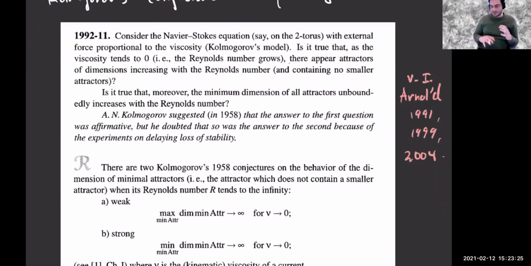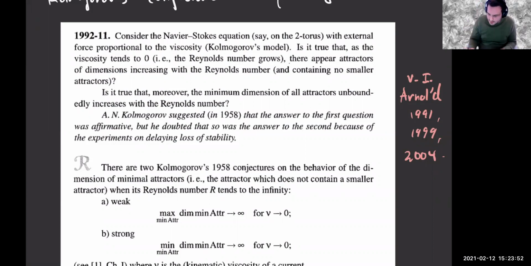So there are essentially two conjectures. There's a weak one and a strong one. The weak one says that as Reynolds number increases, there is a minimal attractor whose dimension grows in that limit to infinity. The strong one says that every minimal attractor has unbounded dimension as that limit is taken.